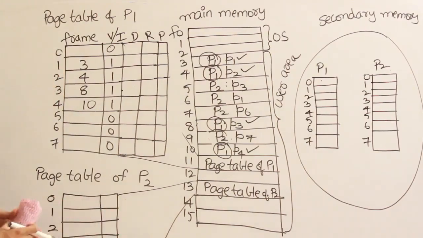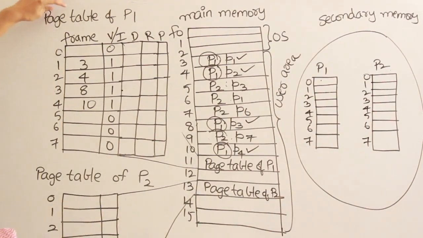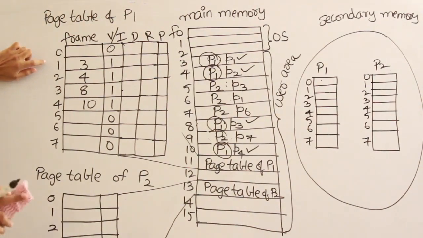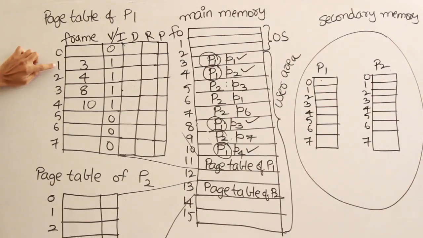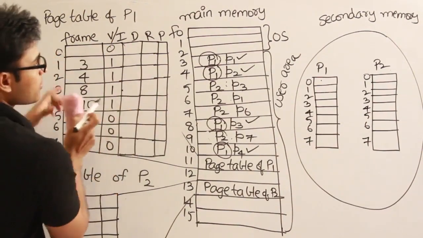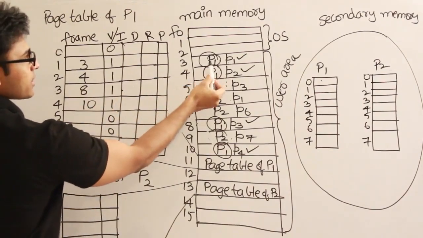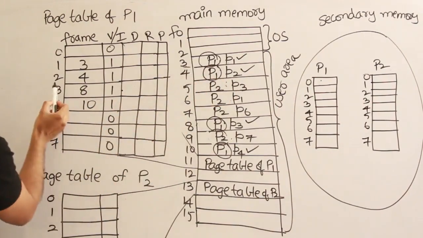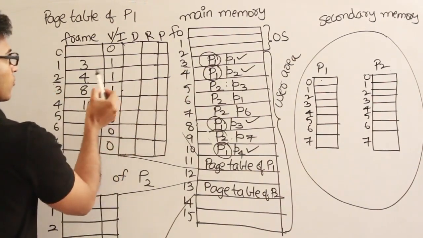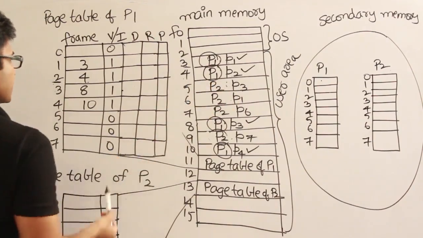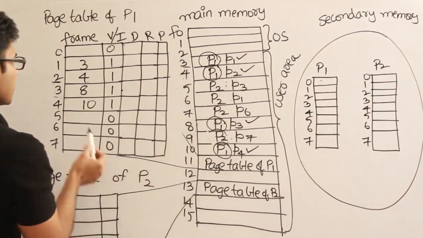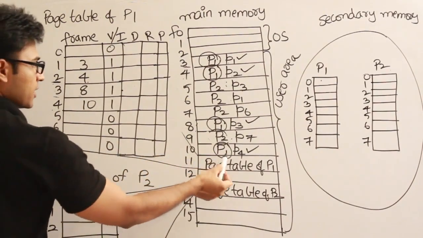Now, this page table 1 of the process will say which pages are present in which frames. It is saying that page number 1 of process 1 is present in frame number 3. Frame number 3 contains page number 1, and similarly page number 2 is present in frame number 4. So go to frame number 4, page number 2 is present. Similarly, page number 3 is present in frame number 8. Page number 4 is present in frame number 10, right?